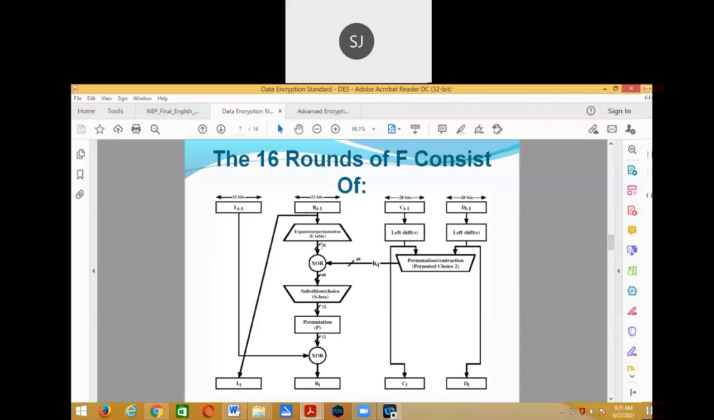Is that clear? Once you make it 48 bits, the round key is applied to it. The 48-bit round key and the 48-bit output of this block are XORed. It is subjected to an XOR operation. Then it is given to the substitution box.